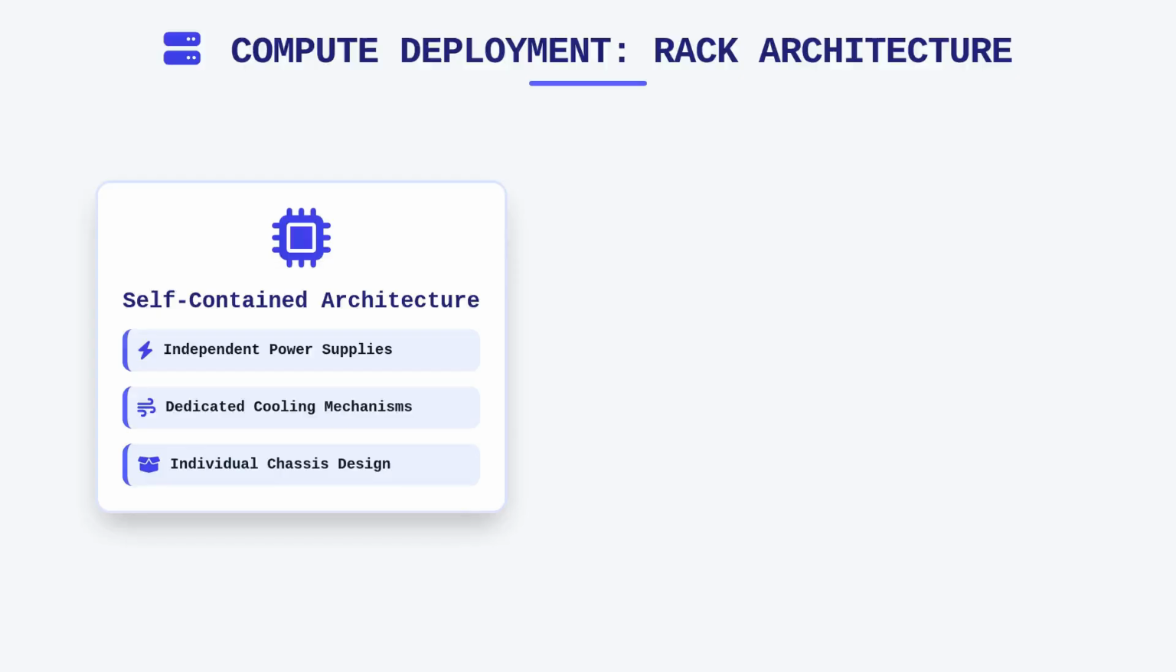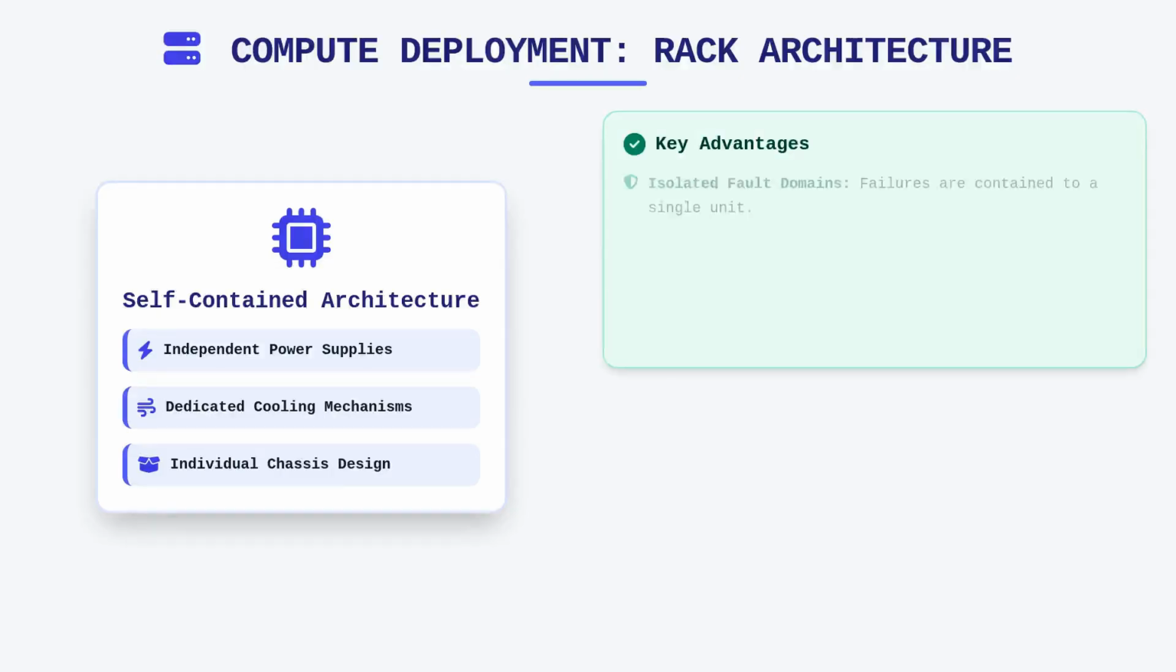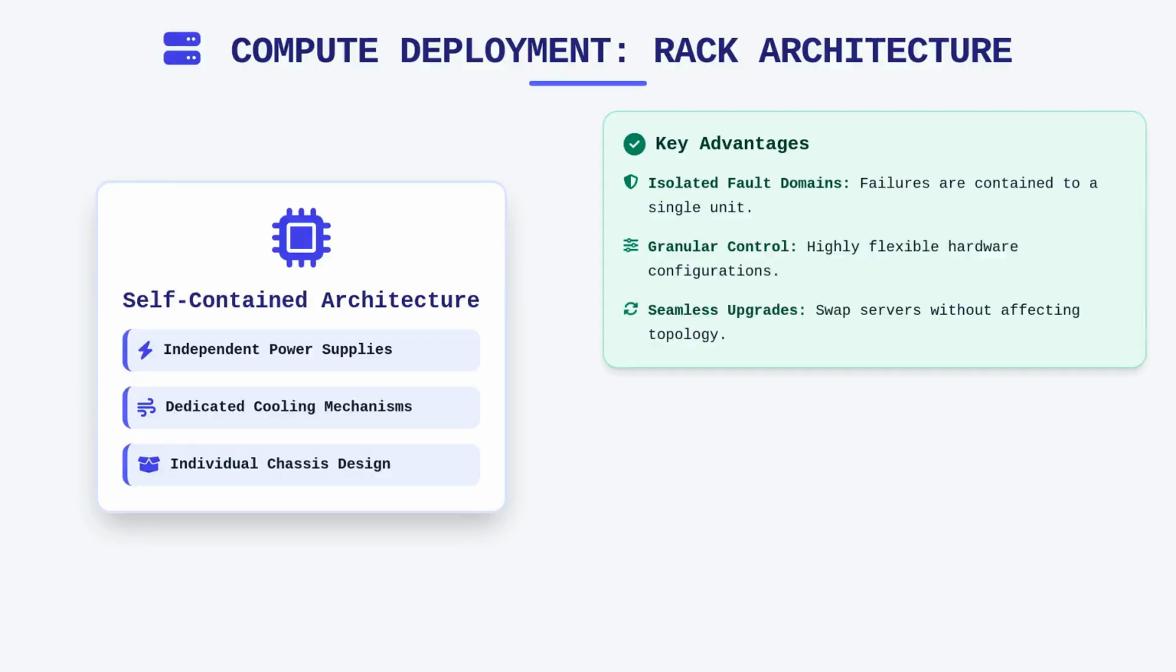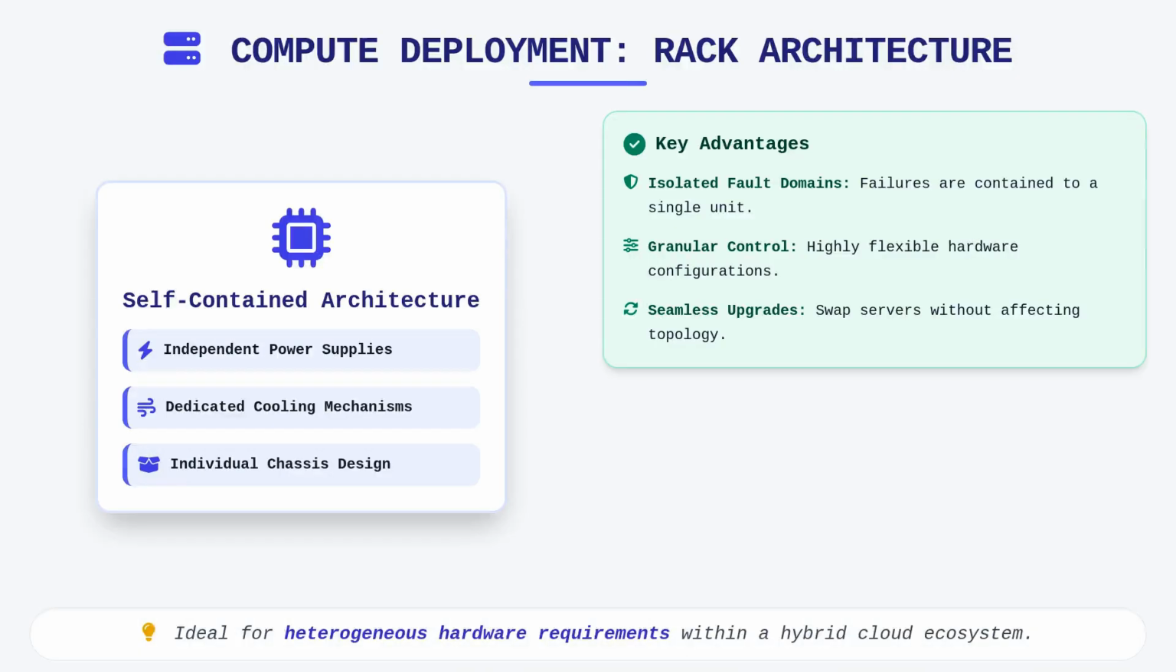provide a degree of flexibility that allows for granular control over individual hardware configurations. Because each rack server possesses its own chassis, power supply, and cooling mechanisms, it operates as an isolated fault domain. This modularity means an enterprise can swap or upgrade a specific server without affecting the broader topology, which is a significant advantage in environments where heterogeneous hardware requirements are common.